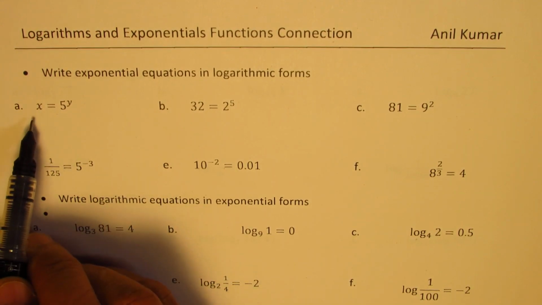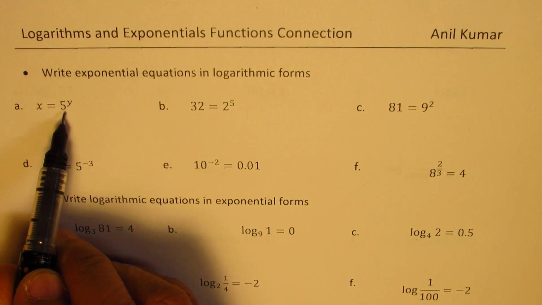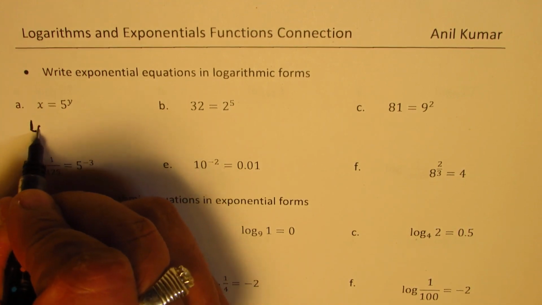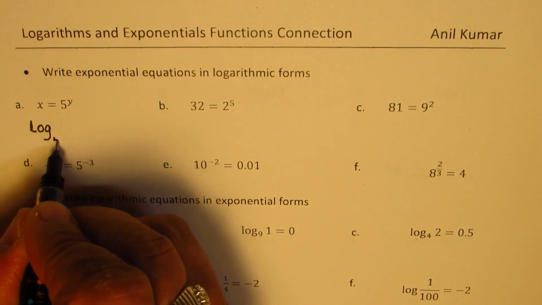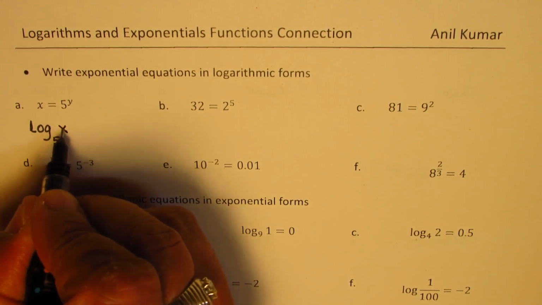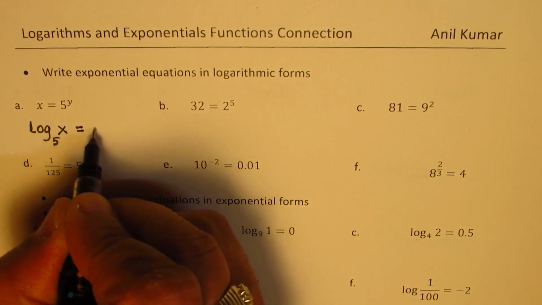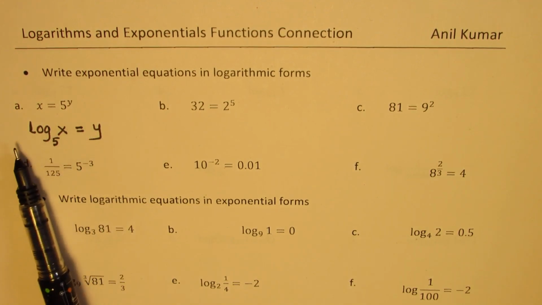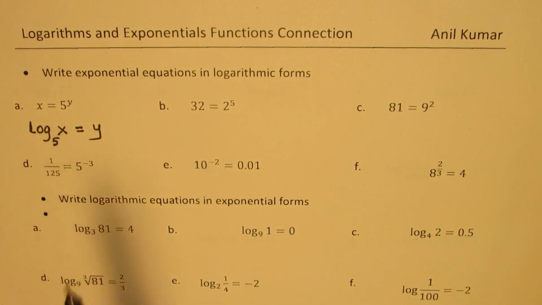The base is 5 here, so I could write this as log to the base 5 of x is equal to y. Does that make sense to you? That is how we could write this in the logarithmic form. So y is equal to log to the base 5 of x, either way.